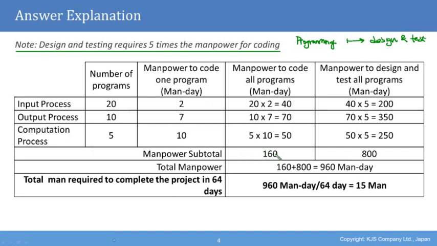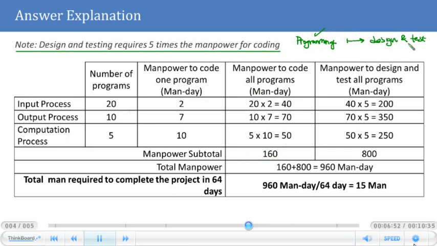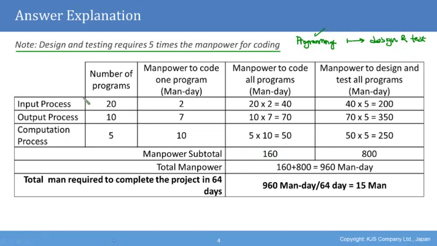Now we have to remember that we are not finished. We've done the programming bit, but we also have to design and test. Now we have to design and test each of the programs in each of the processes. So it says in the question that the design and the testing requires 5 times the manpower for coding. So if it takes 2 man days to code one program in the input process, then what does that mean? How much manpower does it take to design and test?